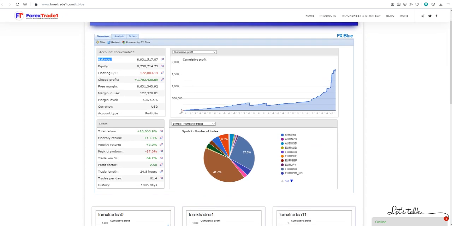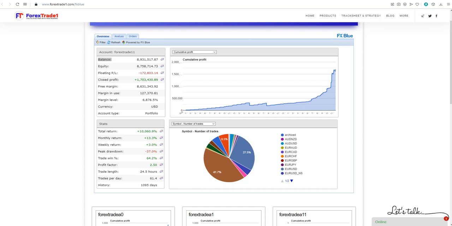So we are getting so many comments from our executives, through our clients, that there are so many reviews about the transparency and consistency about the ForexTrade1. So that's why we are here, to show our transparency, to show our consistency.